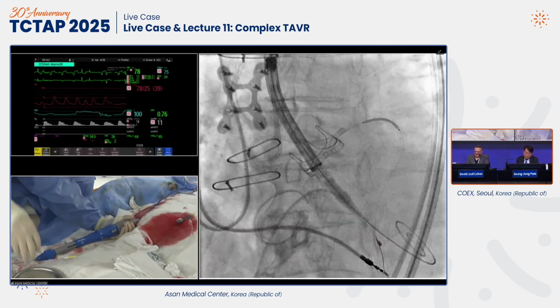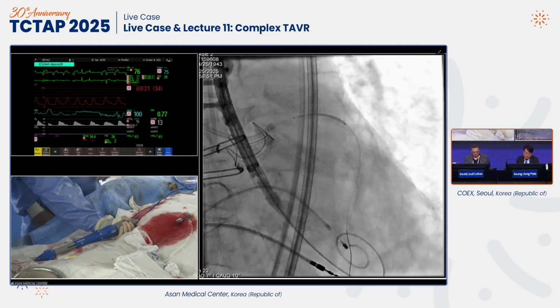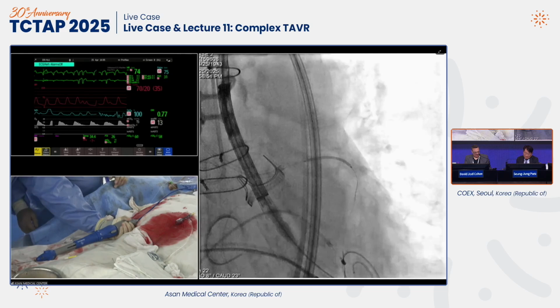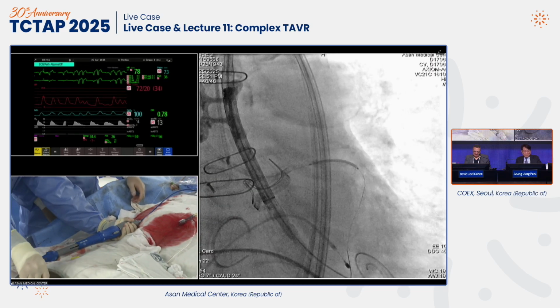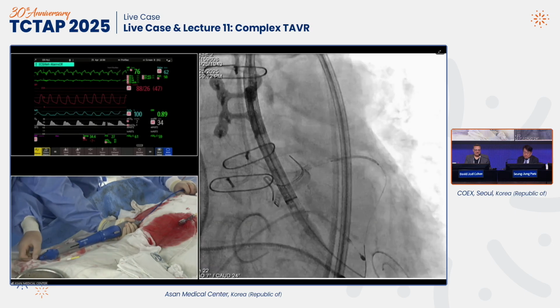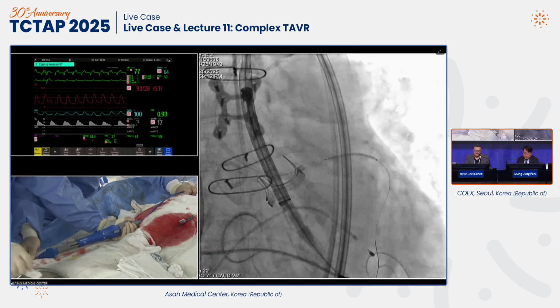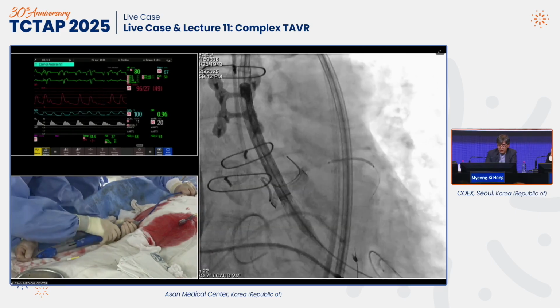Okay, from here, go to the cusp overlap view, and wait for recovery of the hemodynamics. Yeah, absolutely. Wait a little for the blood pressure. Okay. Alright. Okay, do the pacing when I tell you to. From here, one release. This is the last trial. Okay, whatever it is, you have to release it.